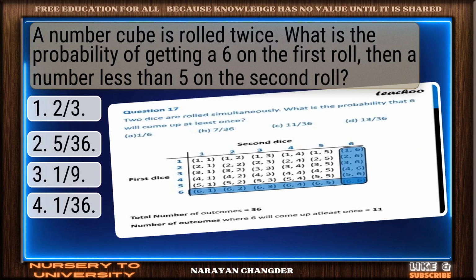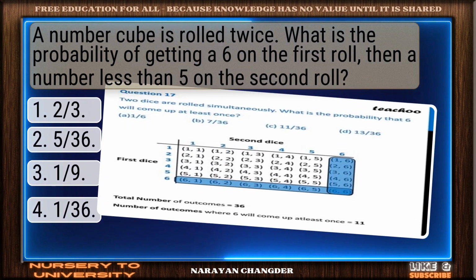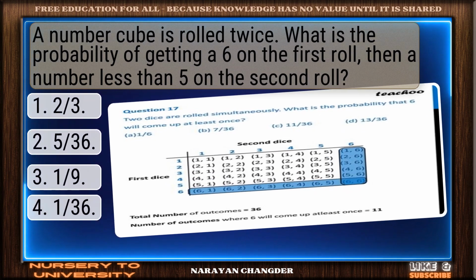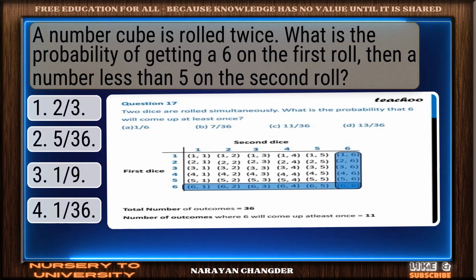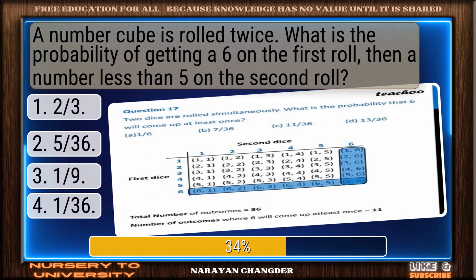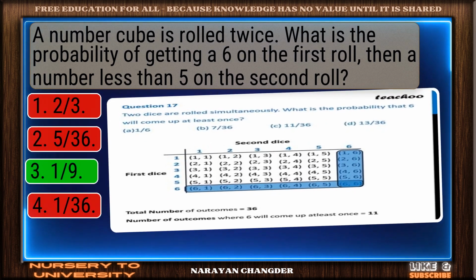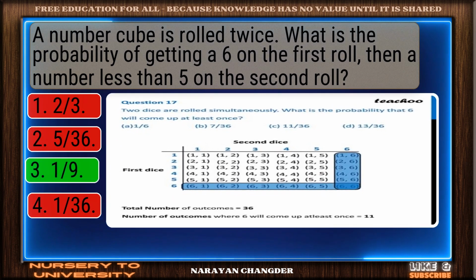A number cube is rolled twice. What is the probability of getting a 6 on the first roll, then a number less than 5 on the second roll? On track. 1/9 is correct.